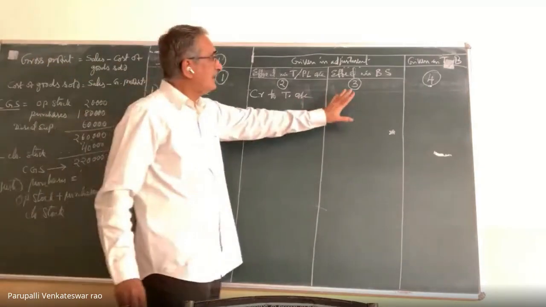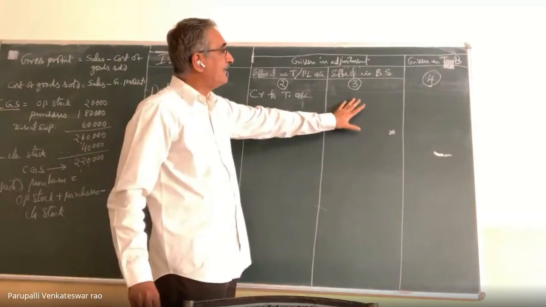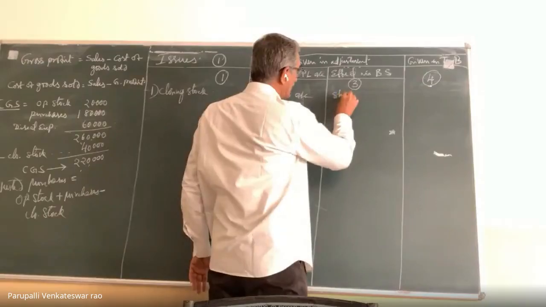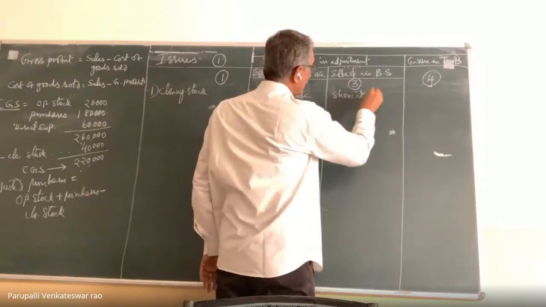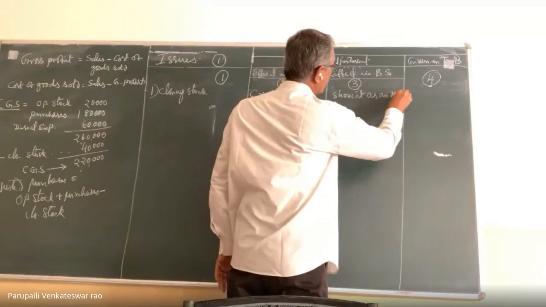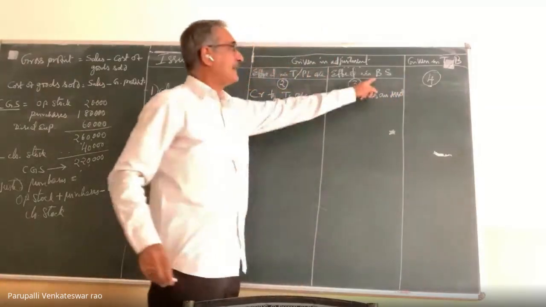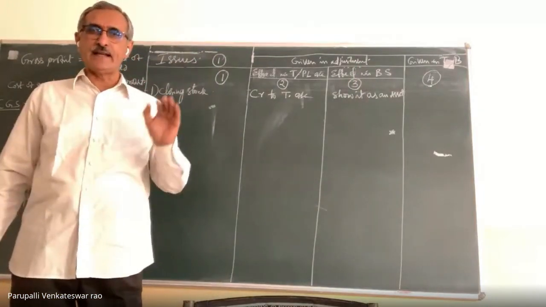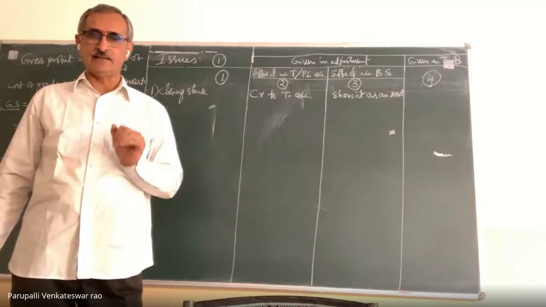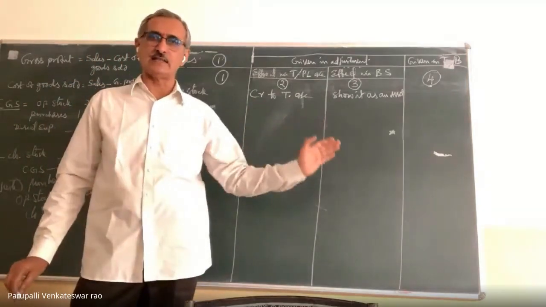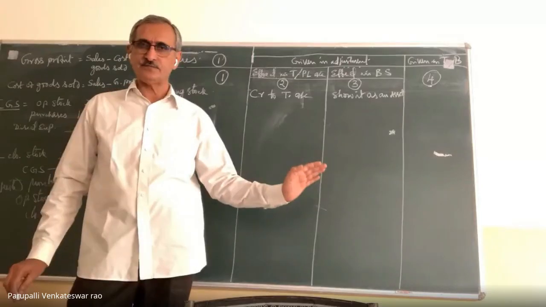Now, how does it affect the balance sheet? Where will it appear in the balance sheet? Asset side. Show it as an asset in the balance sheet. So it affects both accounts. One is trading account, where we place it on the credit side, and the same amount will appear in the balance sheet on the asset side. Is it clear?